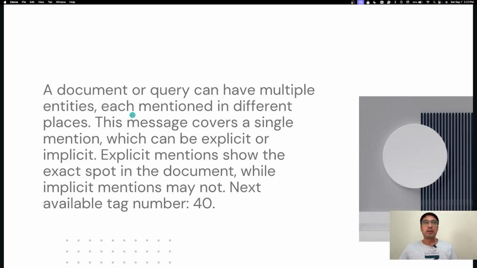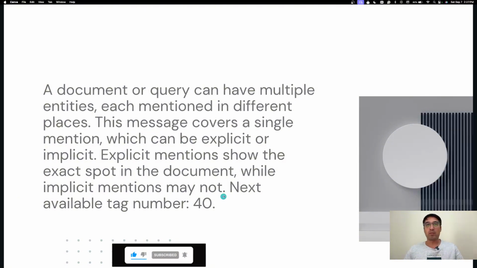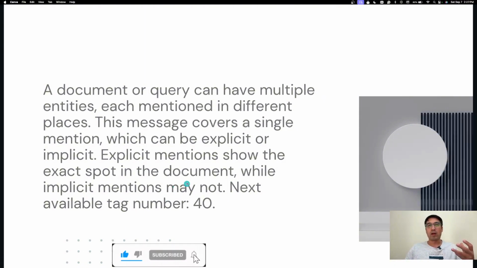All right, so any document or query can have multiple entities, and each mention is different in different places. This message covers a single mention, which can be explicit or implicit. Explicit mentions show the exact spot in the document, while implicit mentions may not. Next, available tag number 40. Now, what this means is when you're optimizing a document, there are two things that are important, and this is something we found through testing. Not only is adding entities to your document important, but where you're adding those entities and how many times you're adding those entities are just as important.